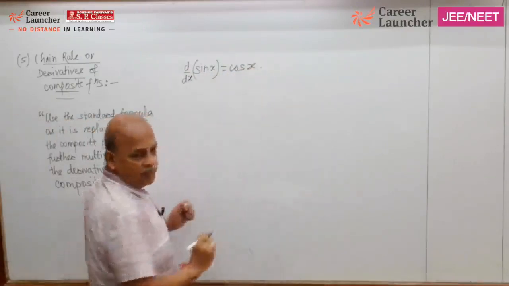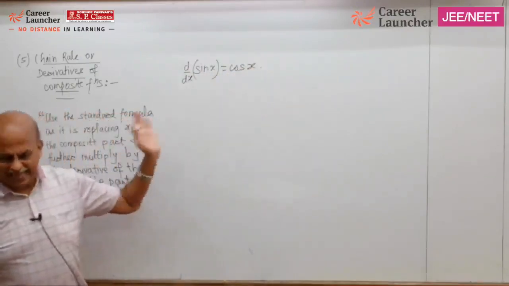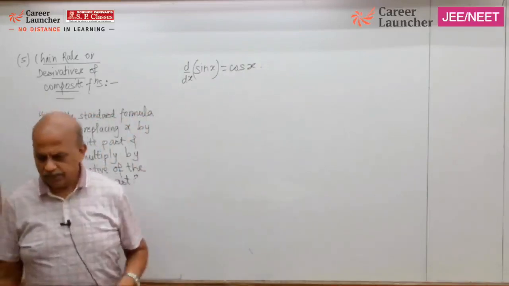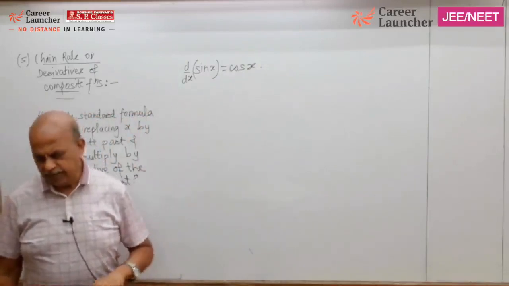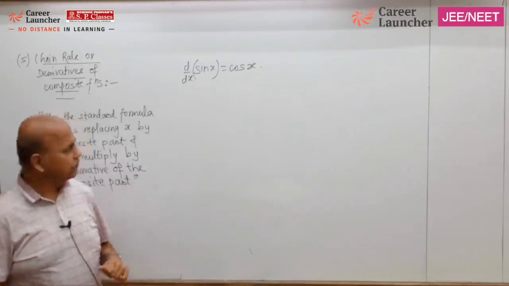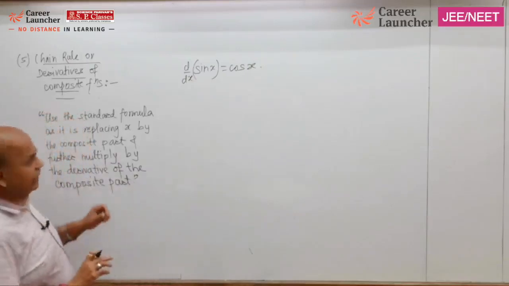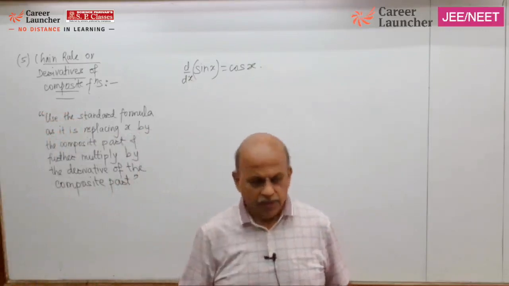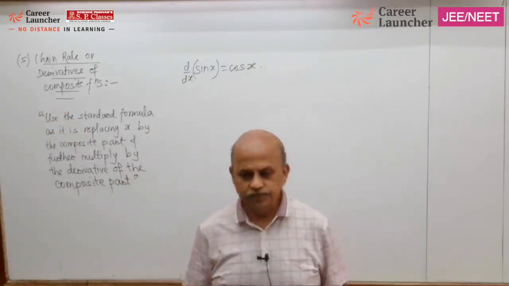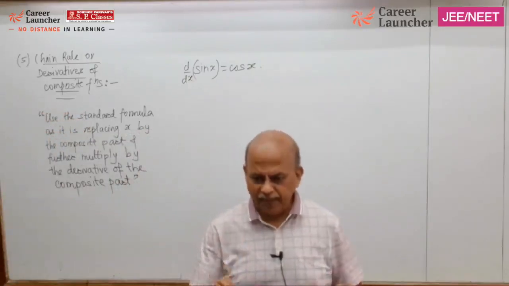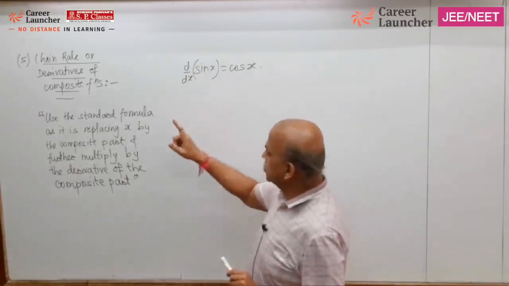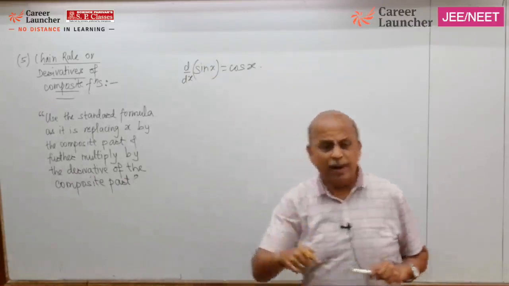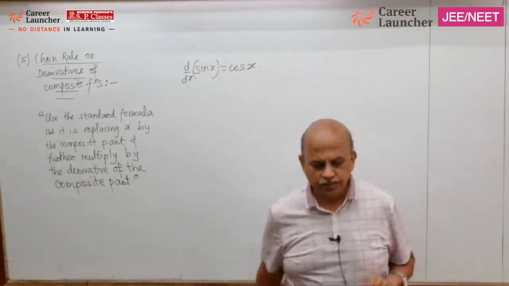Everyone knows d by dx of sin x. Okay, d by dx of sin x is what? Cos x. Yes or no? This was the formula in our list. Now, what we have said, there are so many questions to be answered. Number one, when to use the chain rule? And the answer is very simple. Chain rule will be used when in a standard formula x is replaced by some other function.